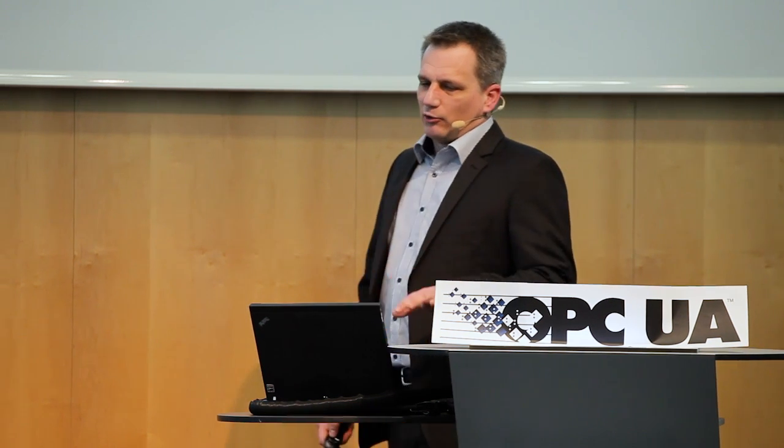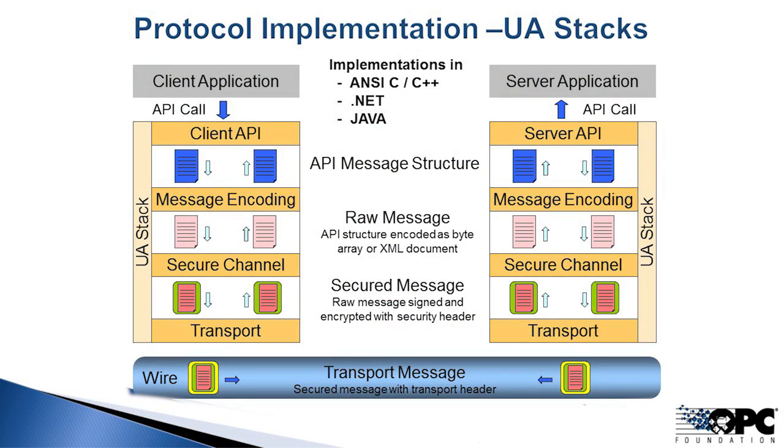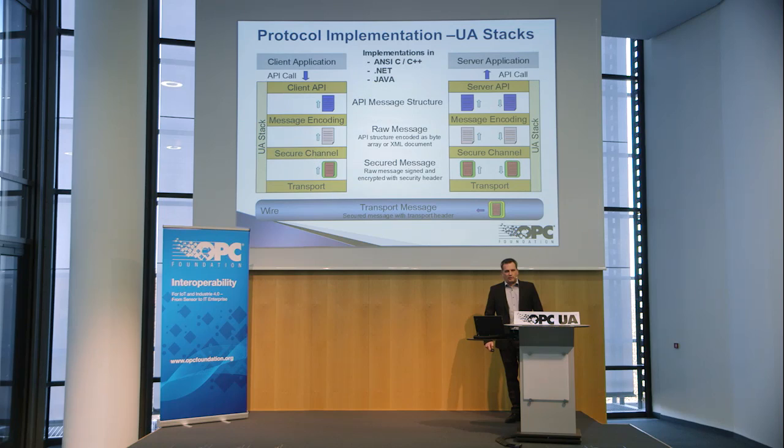Now I want to take a very close look into a protocol stack. So on the left side, I have a client application, and that client application calls an API on the stack. It's an API call, and we have this stack in different programming languages. It's available in ANSI C, it's available in .NET, C#, and it's available in Java. And the client application calls into the stack. And then the message structure gets encoded, and the encoded message then gets secured. And the secured message gets transported over the wire.